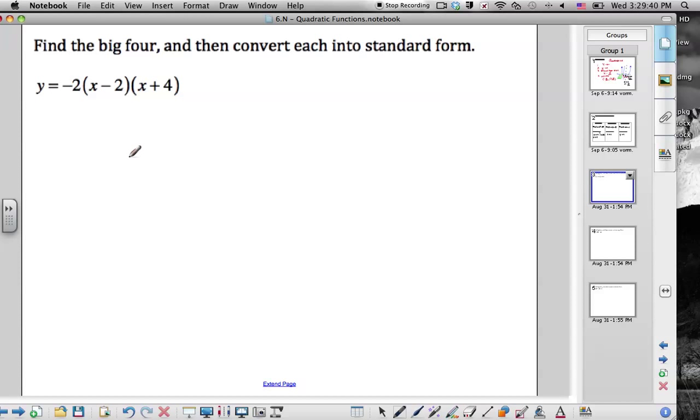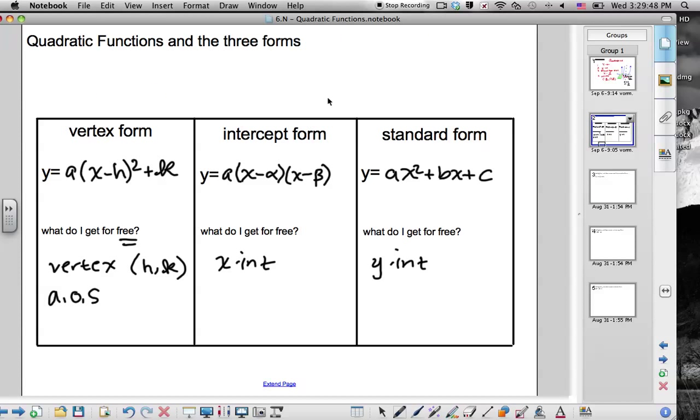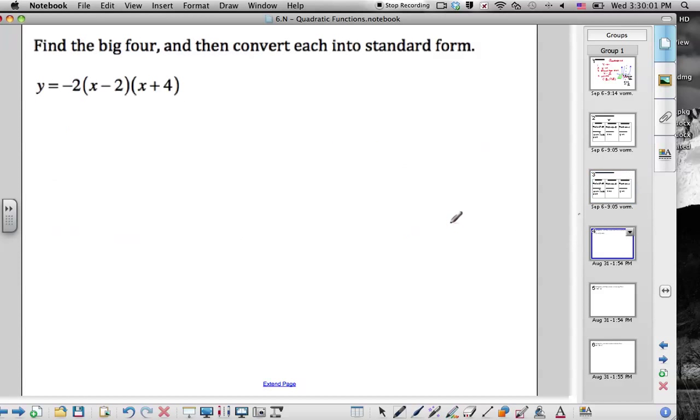One thing we forgot is the a value, right? In each one of these forms, the a always stays the same. So if you know what the a is in one form, you're going to know what it is in all the forms. Okay, let's go back and do the problem.